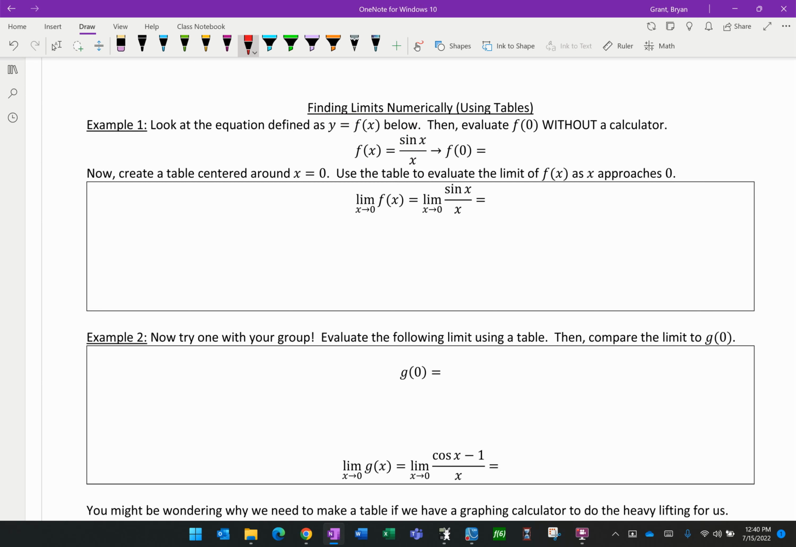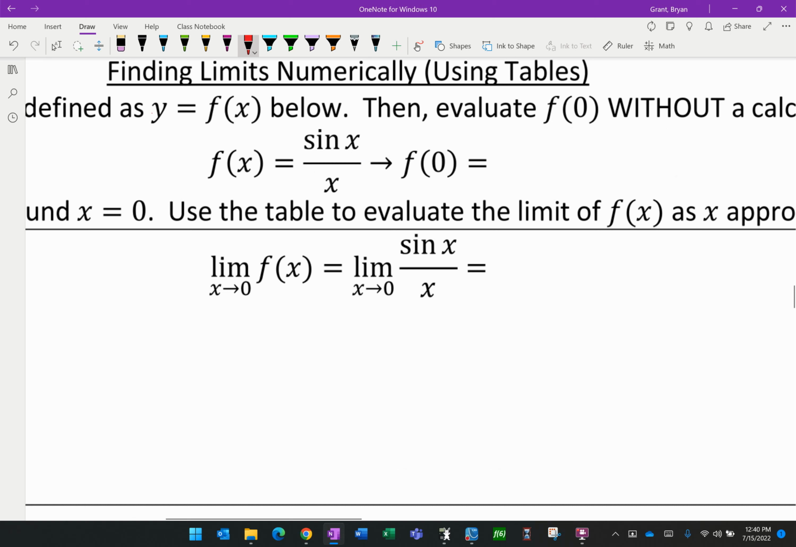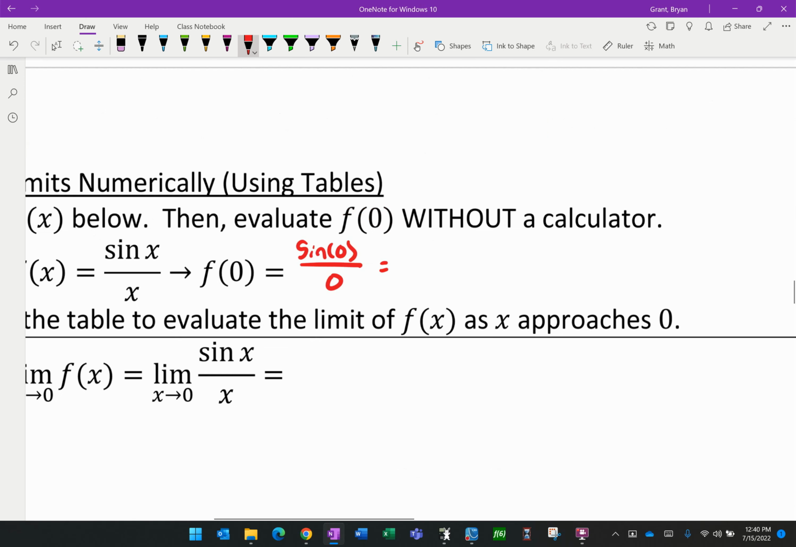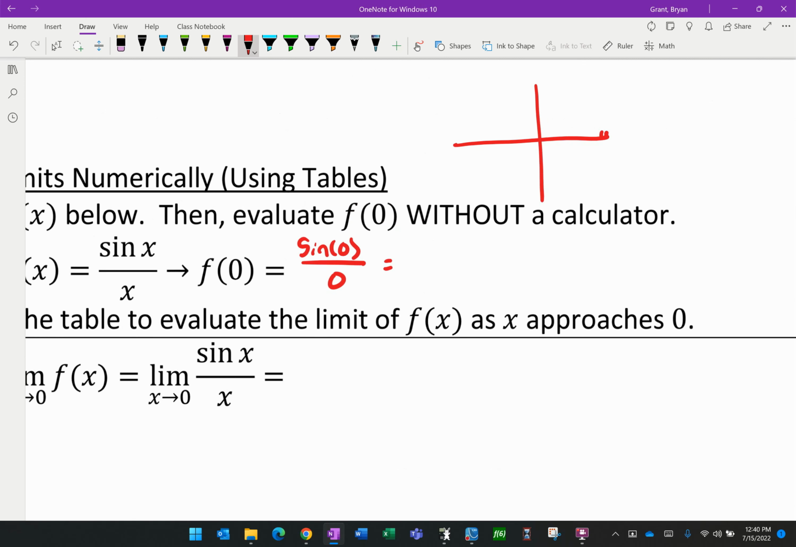Either way, we're going to go ahead and evaluate f of 0 without a calculator. So f of x equals sine of x over x. F of 0, we know, just means to replace x with 0. Sine of 0, hopefully we remember how to calculate that, right? We know that's a rotation of 0 radians. This is the point over 1 up 0, and sine is always the y. So we end up with 0 over 0, which means f of 0 does not exist.